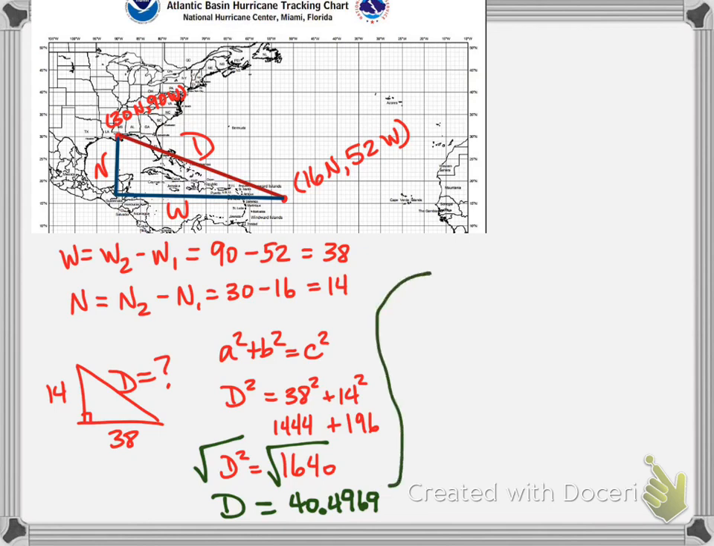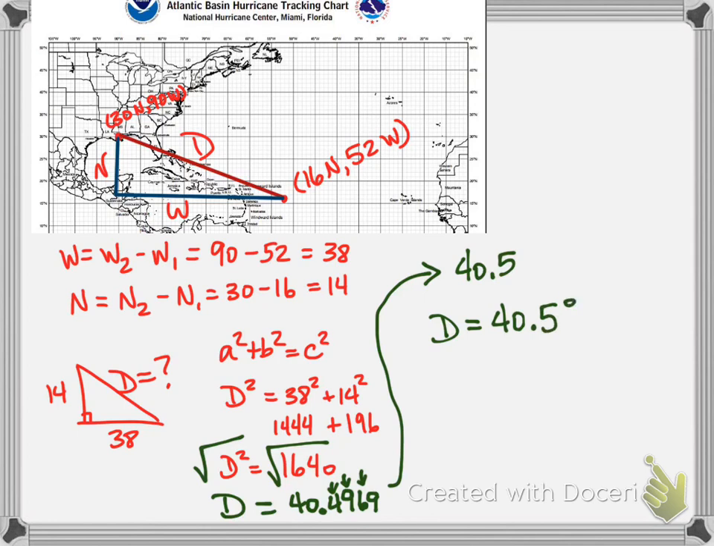I would round it off to like 2 or 3 decimal points. In this case, if I rounded it to 2, it would be 40.50, because this would round to a 7, that would make this go up, that would make this go up. So I'm just going to call it 40.5. So this is 40.5. And remember that our unit was degrees. So this is 40.5 degrees.